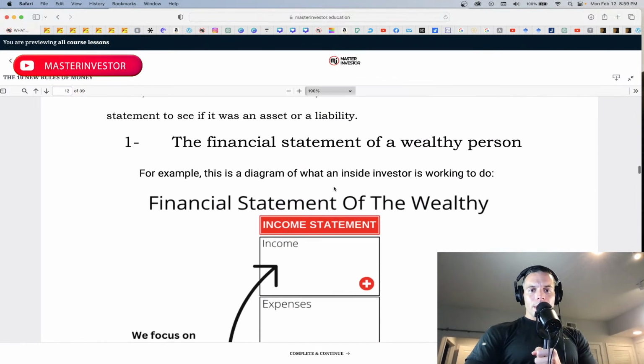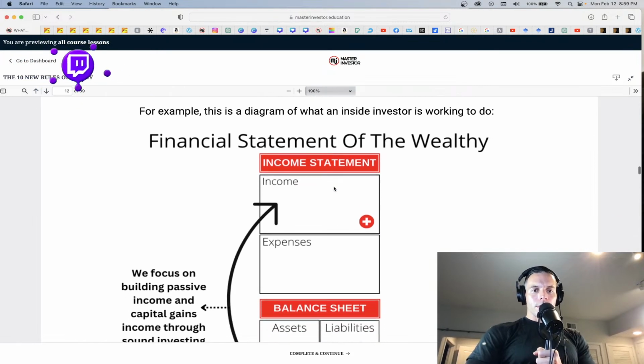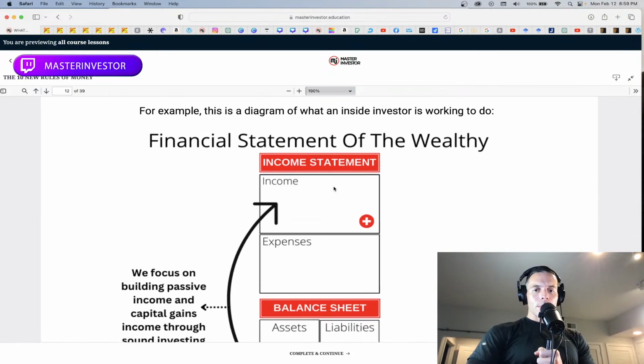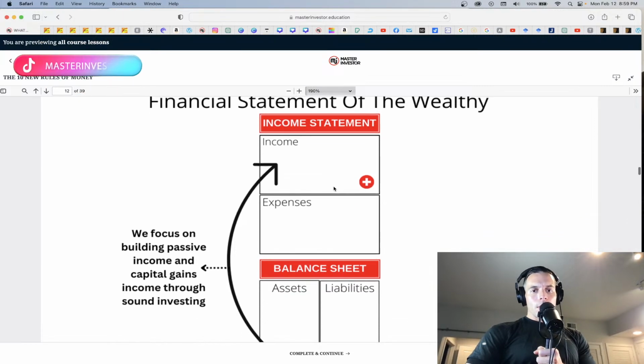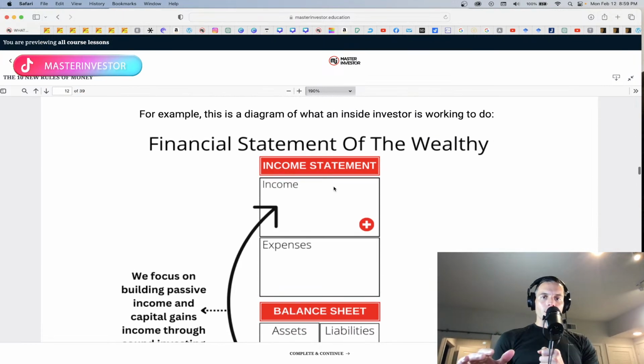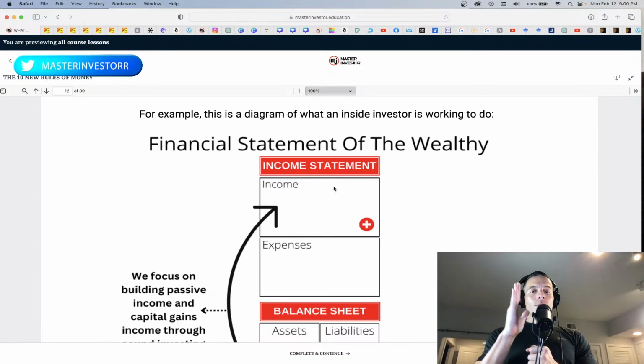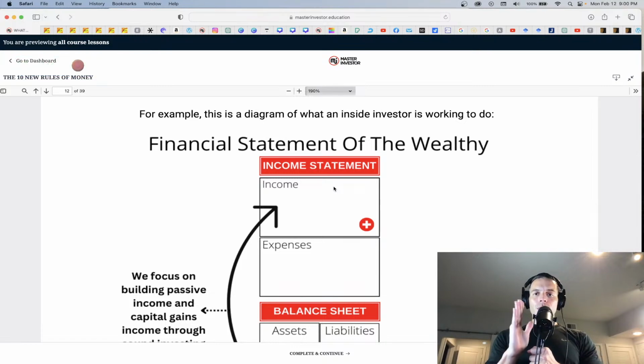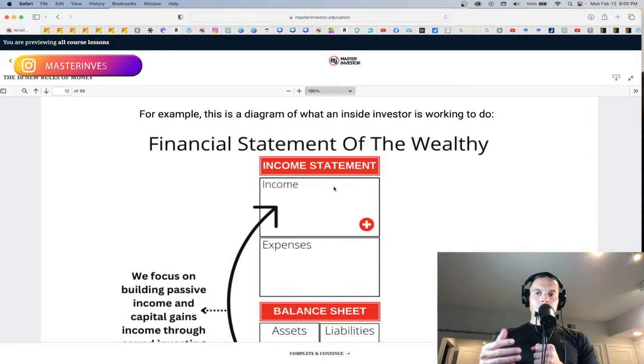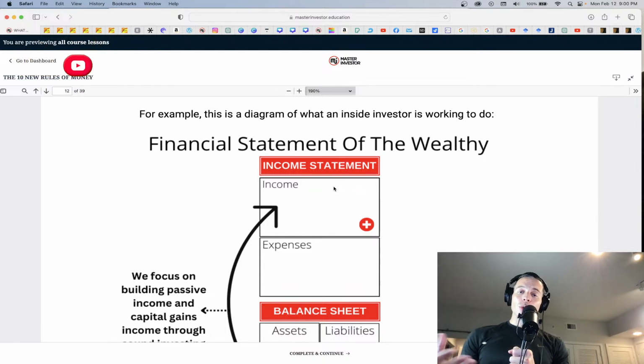So it says here, the financial statement of a wealthy person. For example, this is a diagram of what an inside investor is working to do. And remember, we have the cash flow circle, right? In the cash flow circle, we have 4 players, and we all form part of this circle because we all have to deal with money. So either you're an employee, you're self-employed, you're a business owner, or you're an inside investor.